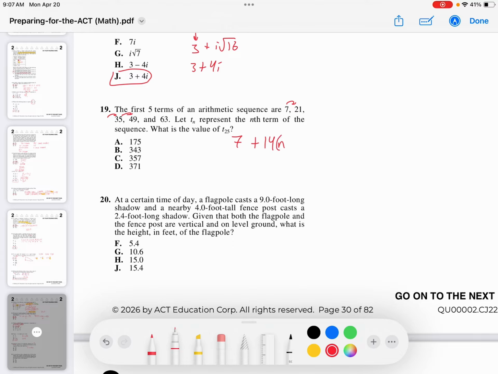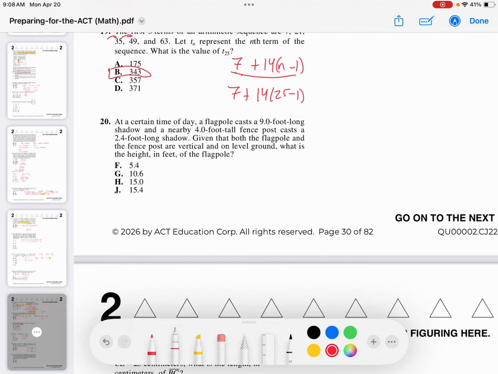So let's see. I don't know how to explain this to you guys to make it make sense, but I believe that should be the correct formula. So if I put in 7 plus 14 times 2 minus 1, that should give me 21. Okay. If you need an explanation on how to get this, I can probably try to explain it better in person, but I'm going to move on from there. I put in 25 there, 7 plus 14 times 25 minus 1, and then that gave me 343.